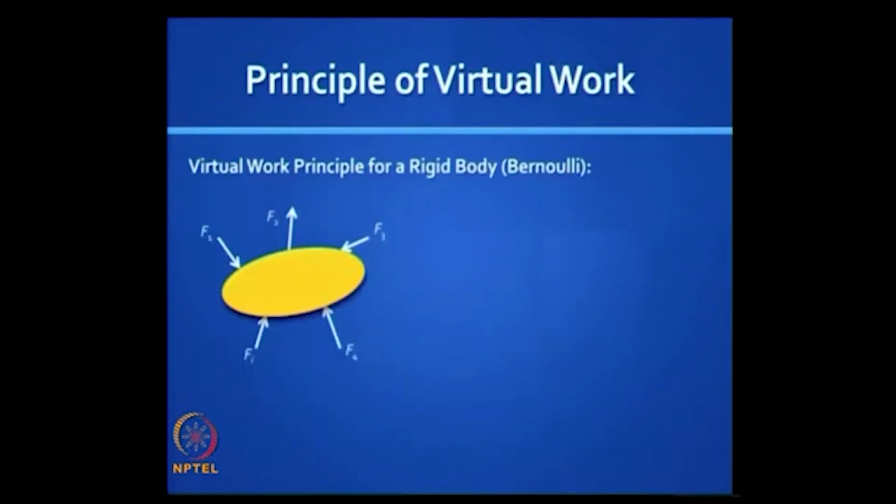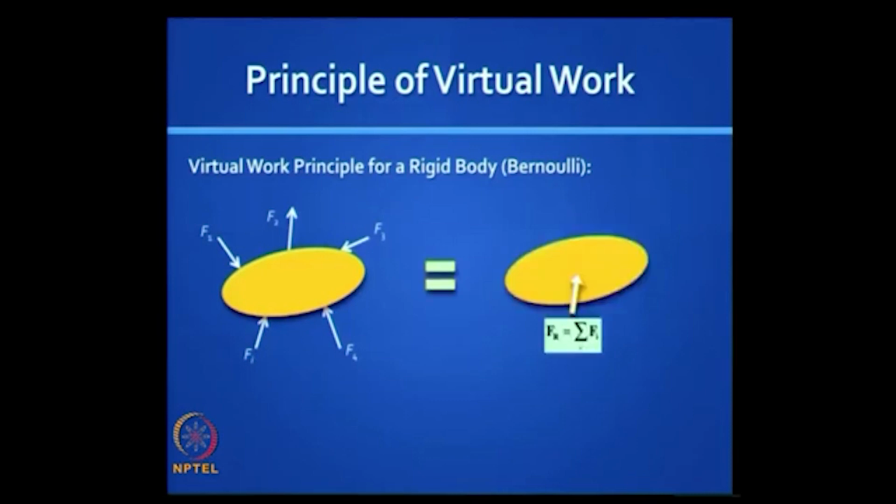So here is a very useful principle called the principle of virtual work, originally discovered by Bernoulli. In its original form, it actually dealt with the behavior of a rigid body. You see here a rigid body subjected to various external forces. We could resolve all the external forces to a resultant force, and if that resultant force is equal to 0, we know that the system, the structure, the body is in a state of static equilibrium.